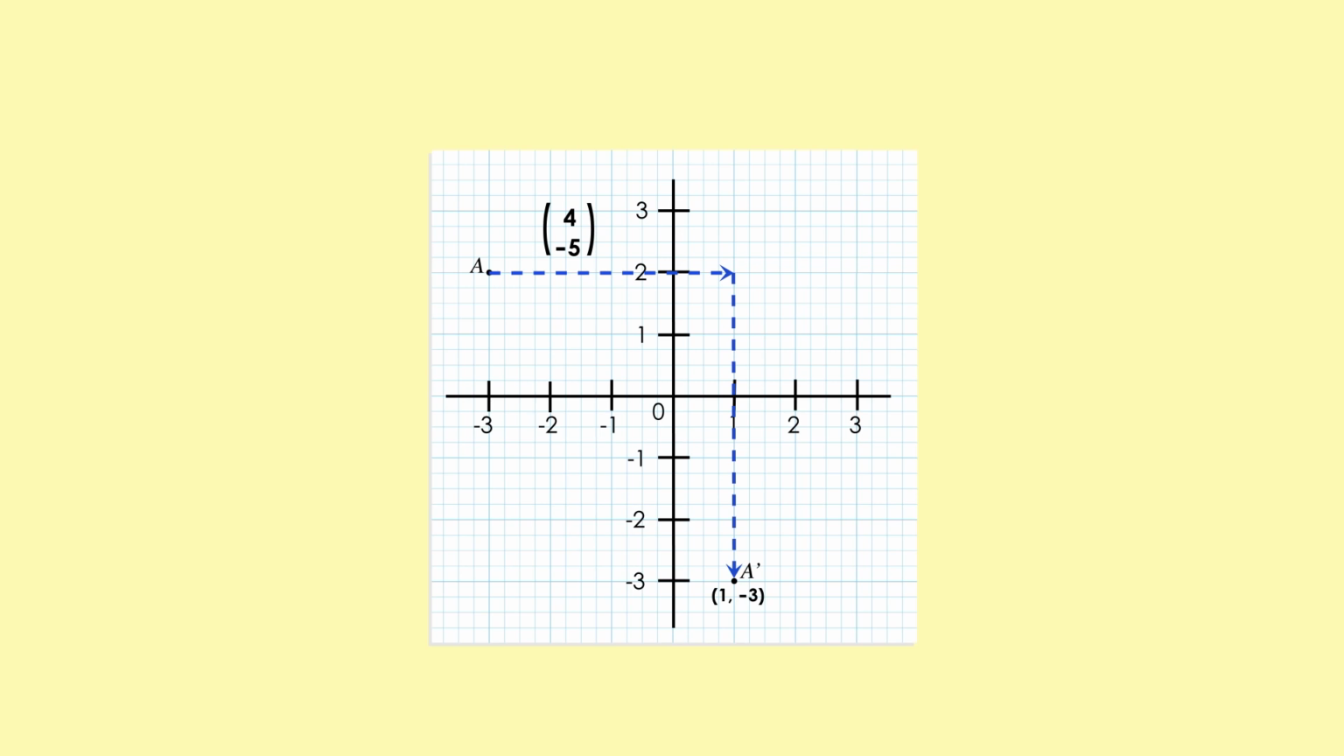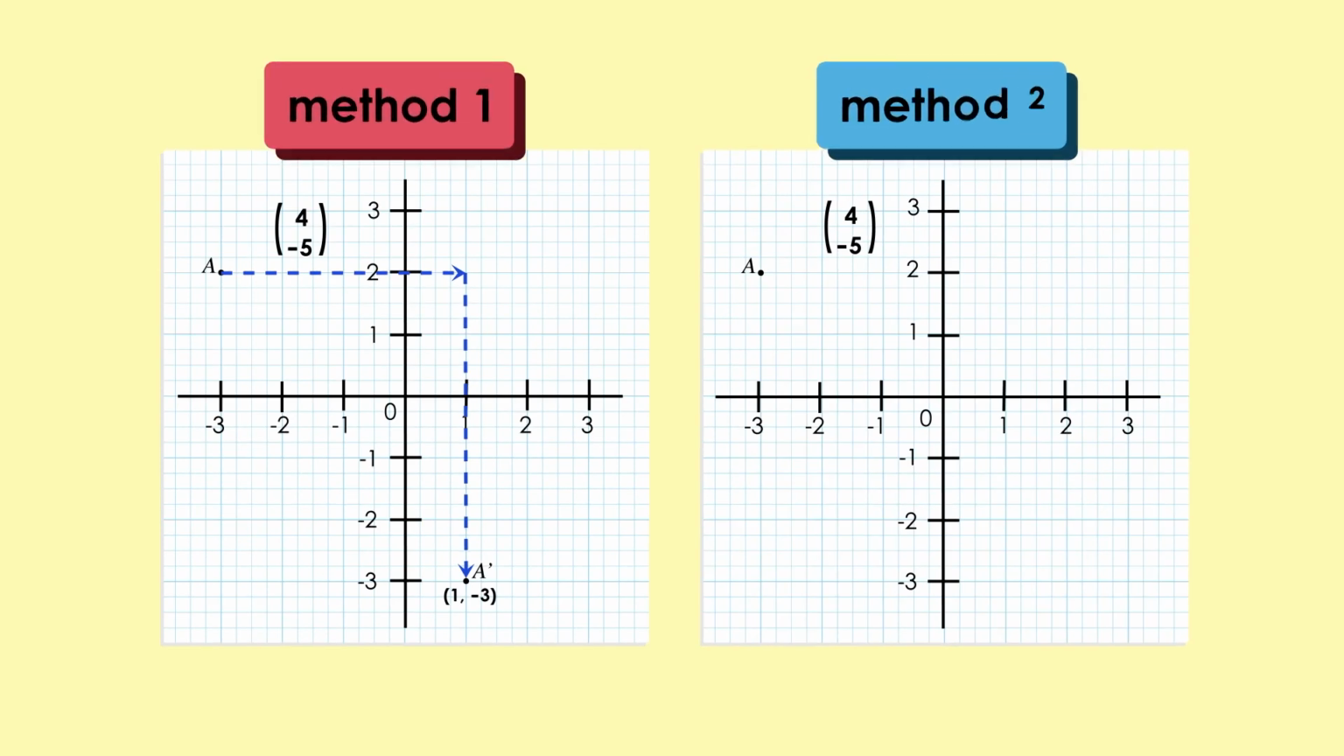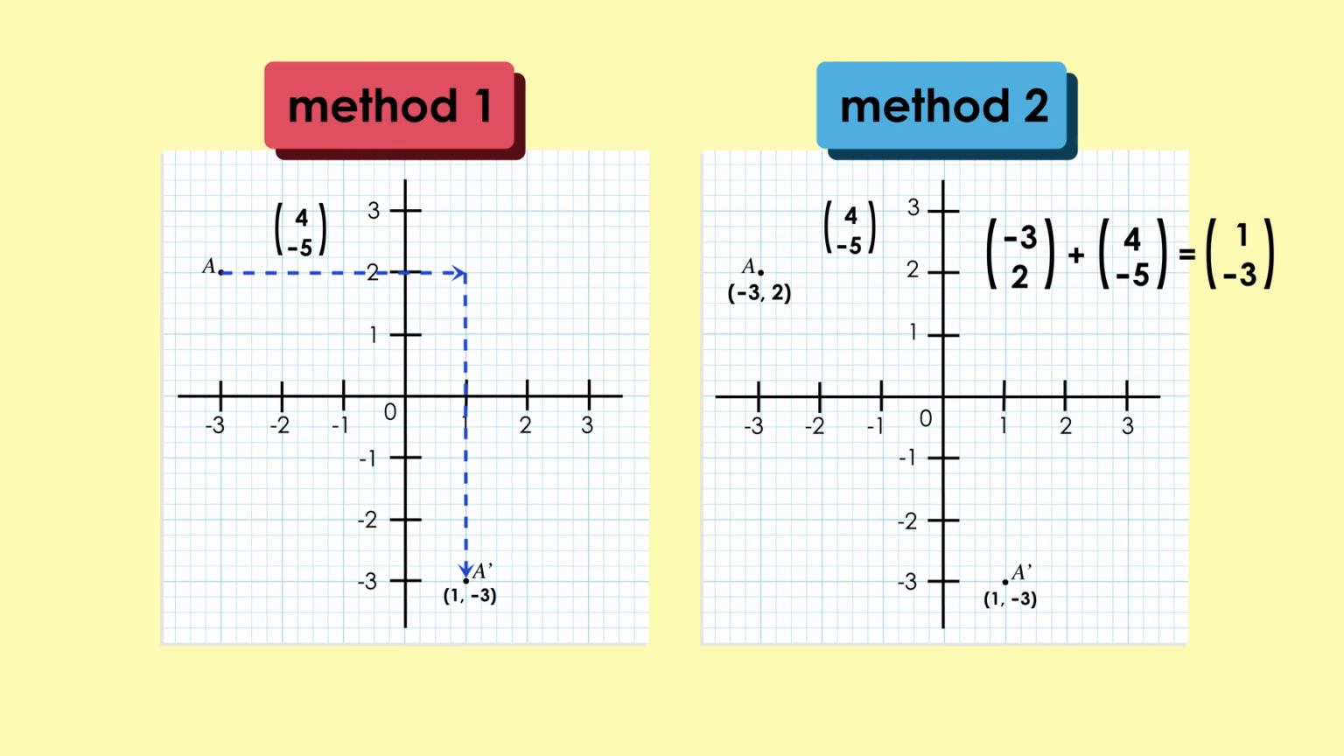Girls and boys, in addition, there's an alternate method to solve this problem. You can write in vector form such as the coordinate of the object A, (-3, 2), plus the translation (4, -5) equals (1, -3), which is the coordinate of the image of A. Good.